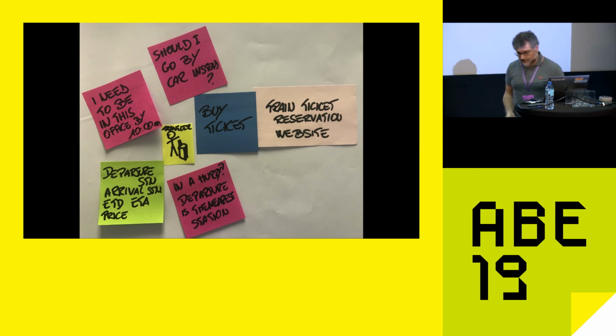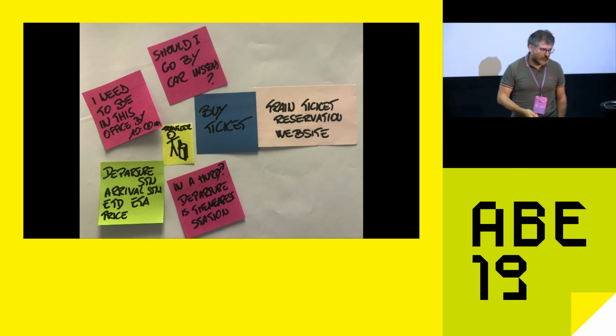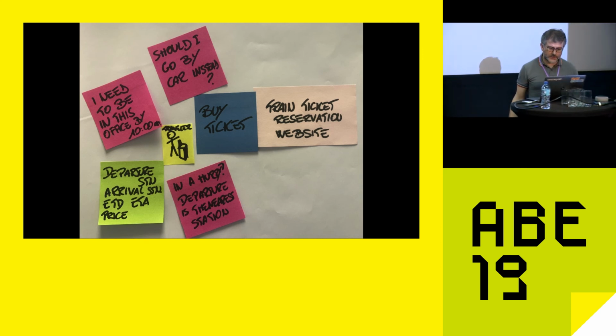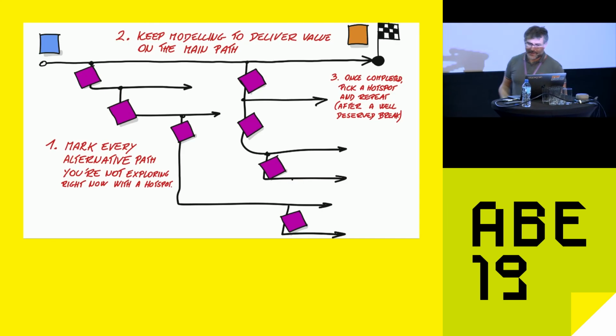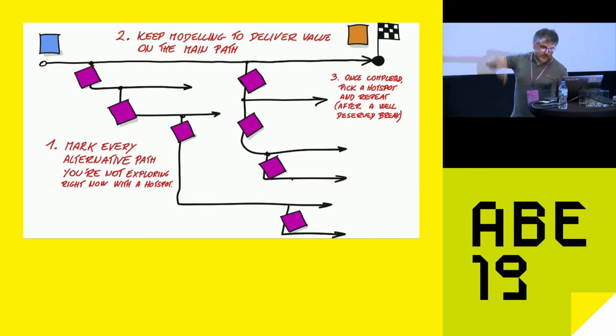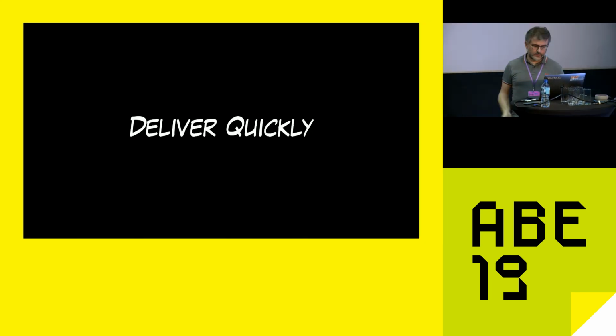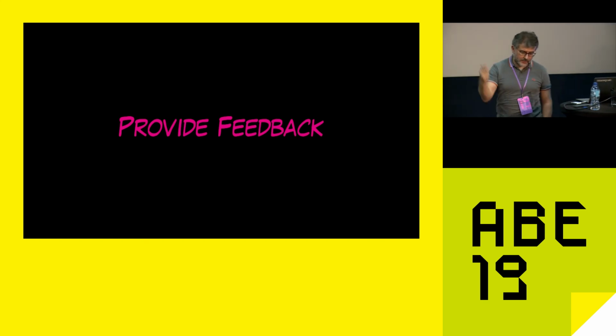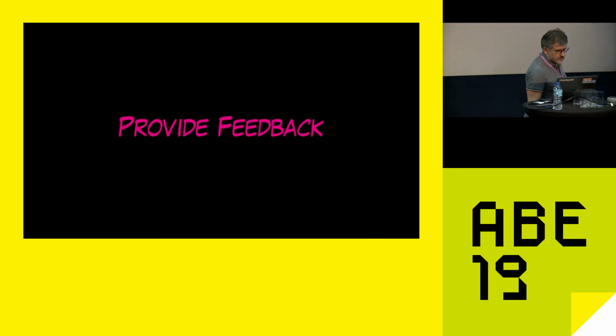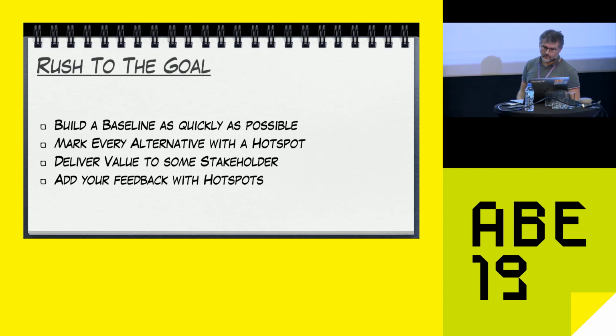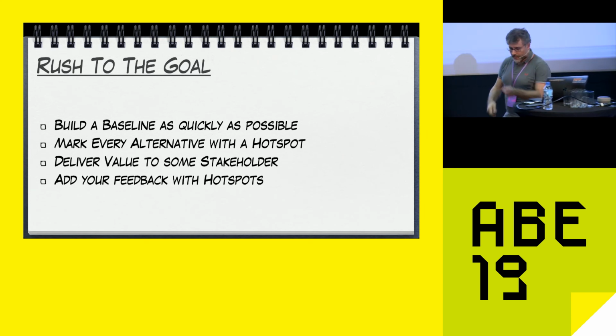So if you wanna have a tip, a winning strategy for not being stuck with the modeling, you're going to be swamped by branching, so visualize all the branches you're not taking. Try to deliver value, visualize the branches, move on, deliver quickly, provide feedback in real time, and then choose the next one. The summary of this approach is what I call rush to the goal. So go to a baseline as quickly as possible, mark alternatives with a hotspot, try to find a stakeholder where you deliver value, then look at what you forgot along the way, and start over by addressing one or more hotspots.